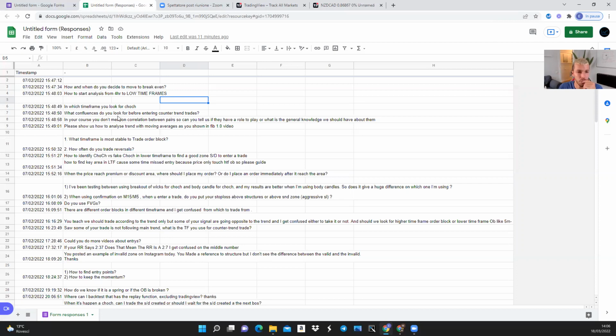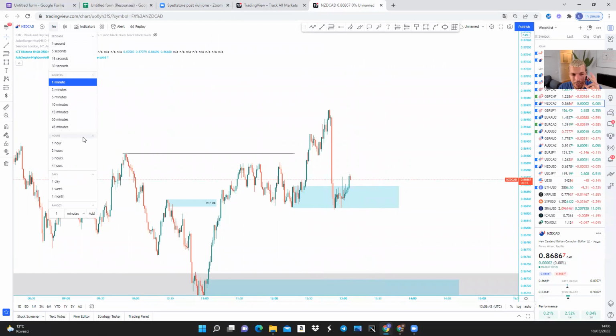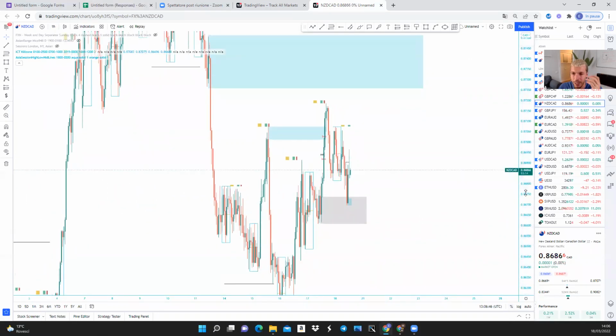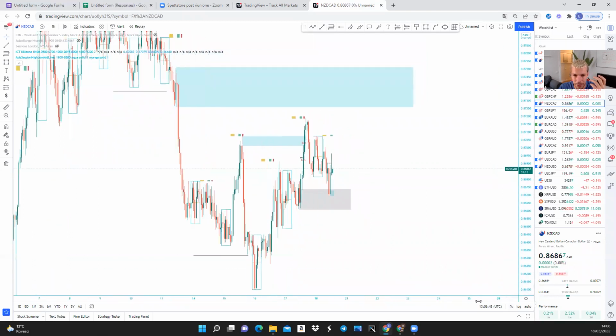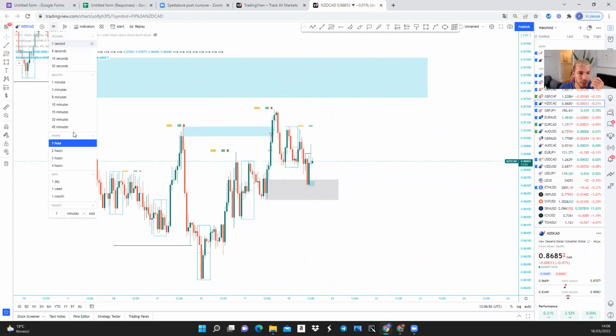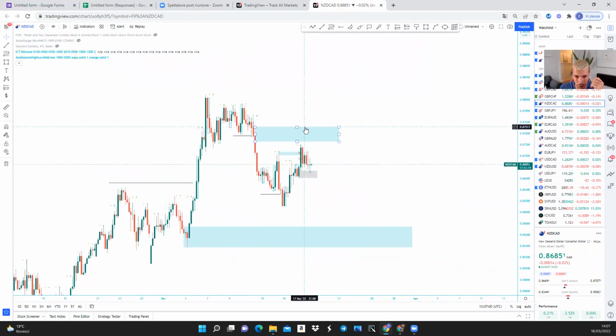What confluences do you look for before entering counter trend trades? So I will say that my trades, even the ones that maybe to your eyes look counter trend, are not really counter trend, because what is counter trend? If you look at the 1 hour, trend is bullish. We just broke previous high and we retraced to demand. Trend is bullish. If we look at the 4 hours, trend is overall bullish, but we didn't reach our point of interest.